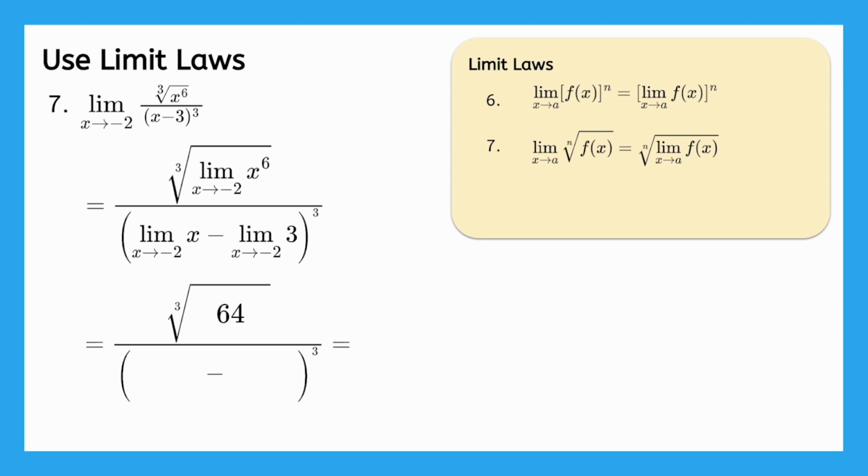Now, let's look at the limits in the denominator. Here, I can find each limit separately and then raise the entire result to the third power. First, I'll take the limit of x as x approaches -2. That's just -2. Next, I take the limit of 3, and since it's a constant, the limit is simply 3. Now, I can simplify everything to get -4/125.